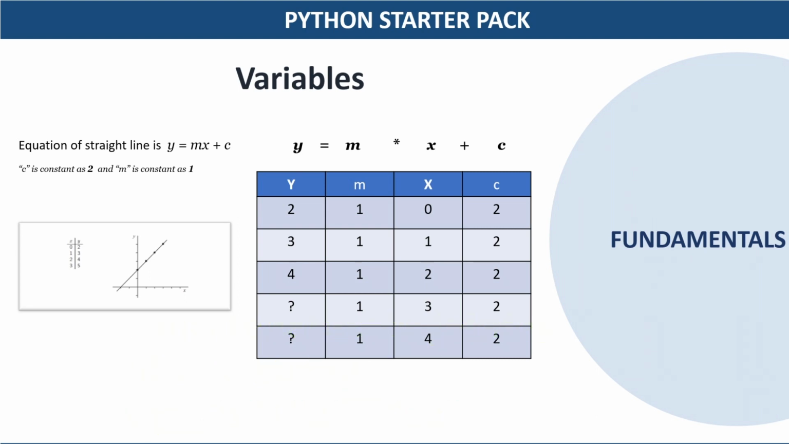So here y, m, x, c, everything are variables, but as per the pattern we have observed, m and c are constant or consistent throughout. That's why they are known as constants or static variables. That means it is not changing at all throughout the program or throughout the iterations. Versus y and x, these alphabets are called variables, okay?